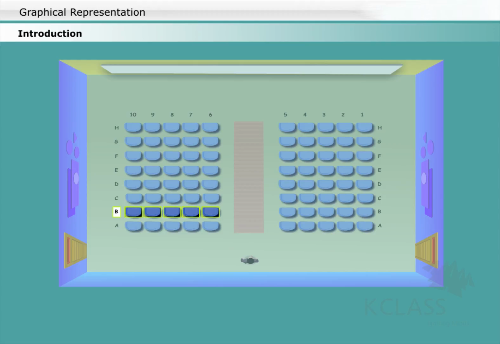You have to go straight to row B on the left-hand side. But then B row has many seats. How will you know which one is yours? Right. I'll give you a final hint. Your seat is in row B, column 6. Can you locate your seat now?